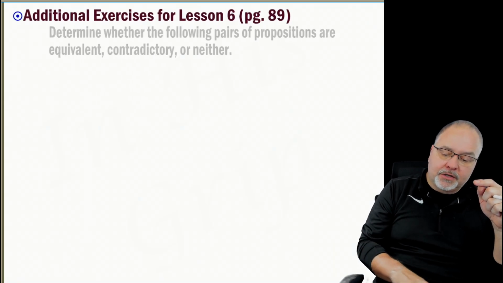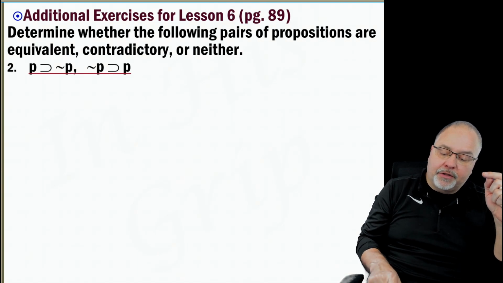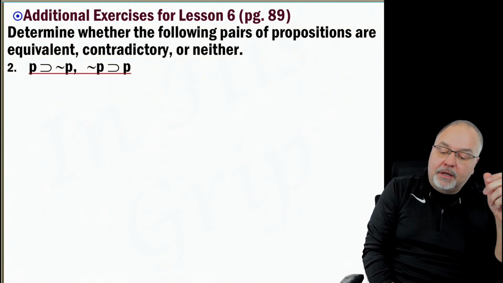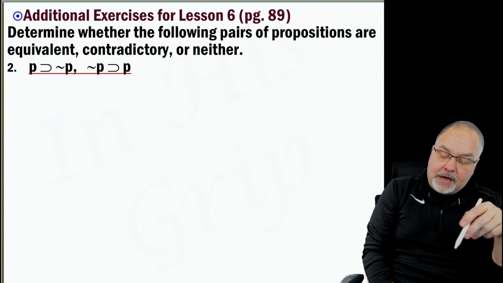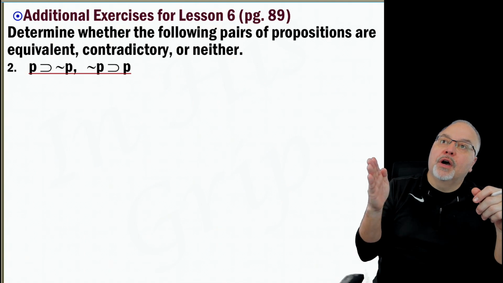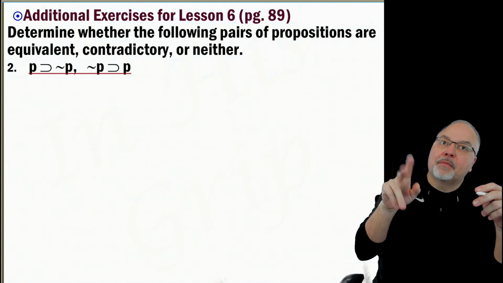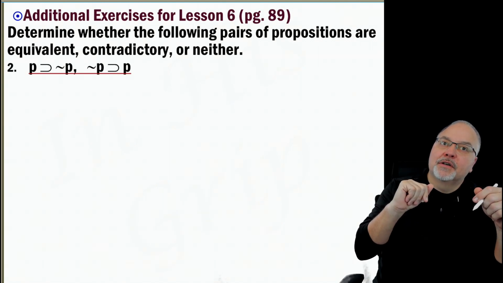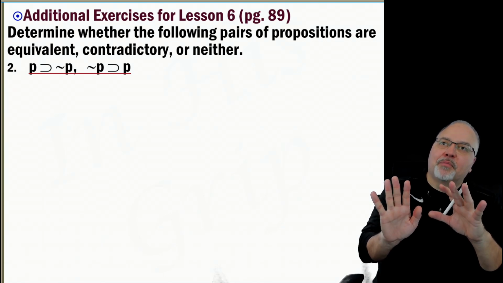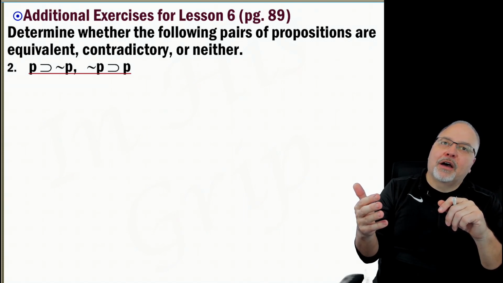Let's keep moving. So here's an additional example. Determine whether the following pairs of propositions are equivalent, contradictory, or neither. So you have: if P, then not P; and not P, if not P, then P. When you do this, think about how many rows you are going to need for this. I'm going to pause right there to give you an extra second to pause the video, see if you could do the truth table, and then let's work it out.